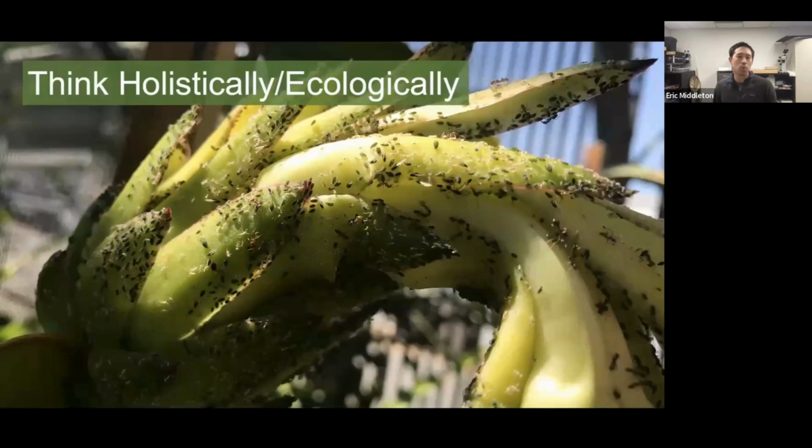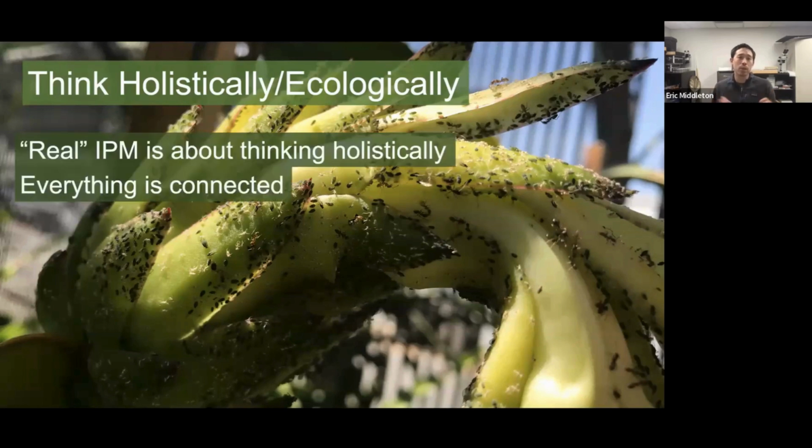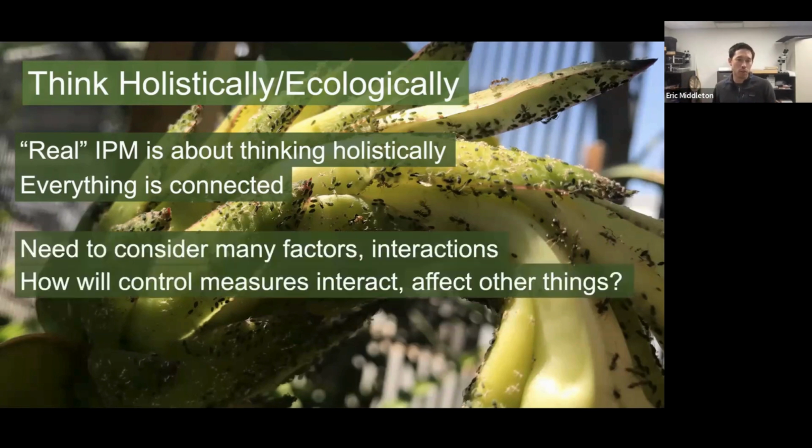So when I say thinking holistically or ecologically, this is really important in IPM, because quote unquote real IPM and really effective pest management is about thinking holistically, because everything is connected and each thing you do will affect something else, often in ways you might not expect if you don't have good knowledge of the system. So you need to consider many different factors and interactions, and how these control measures will interact and affect other things.